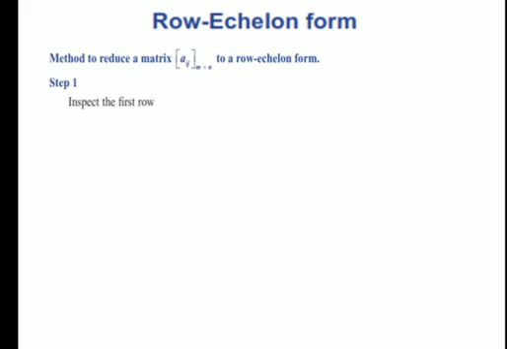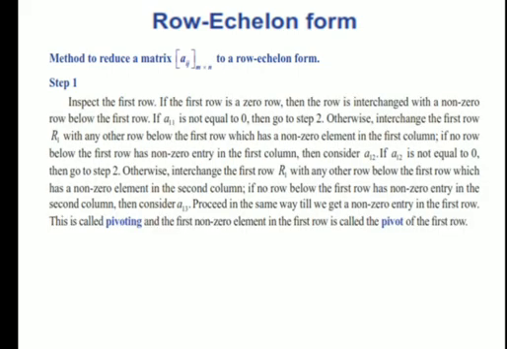Step 1. Inspect the first row. If the first row is a zero row, then the row is interchanged with a non-zero row below the first row. If A11 is not equal to 0, then go to step 2. Otherwise, interchange the first row R1 with any other row below the first row which has a non-zero element in the first column. If no row below the first row has a non-zero entry in the first column, then consider A12. If A12 is not equal to 0, then go to step 2.